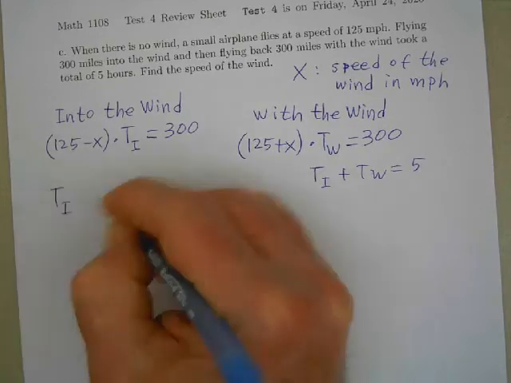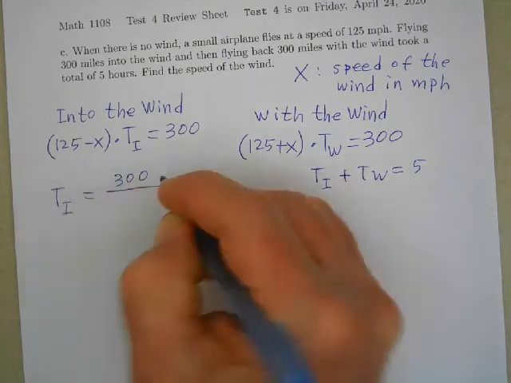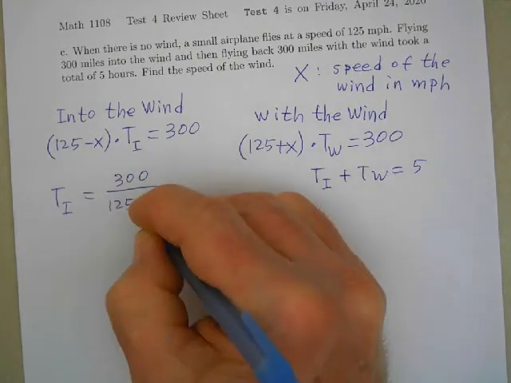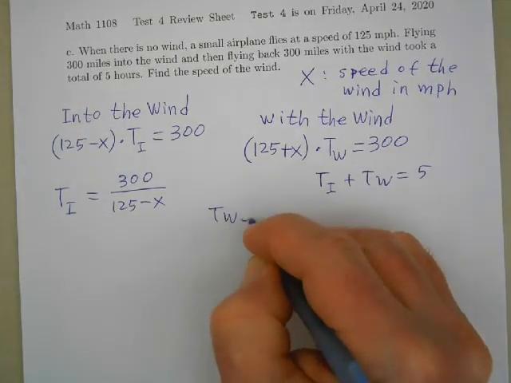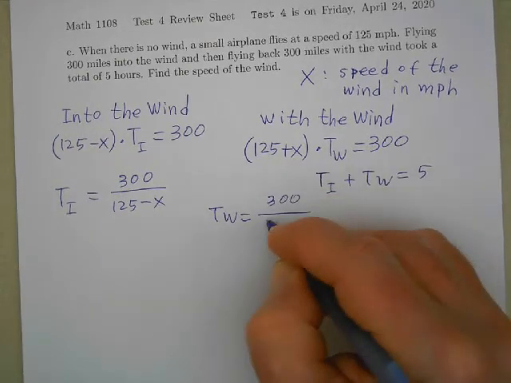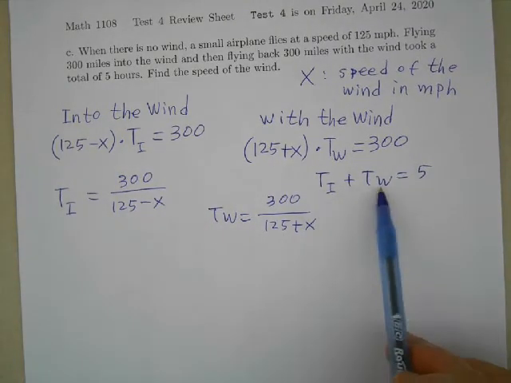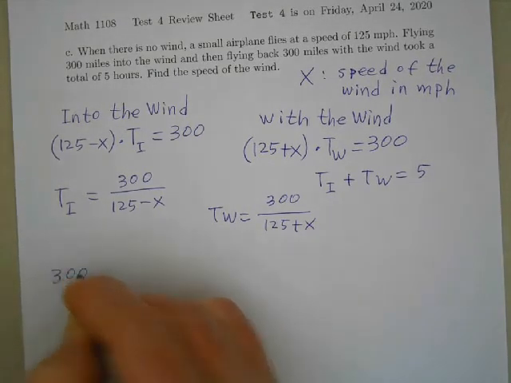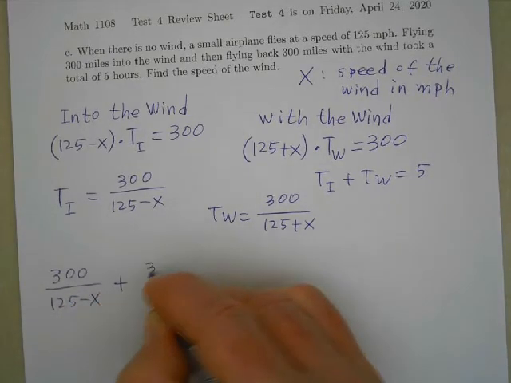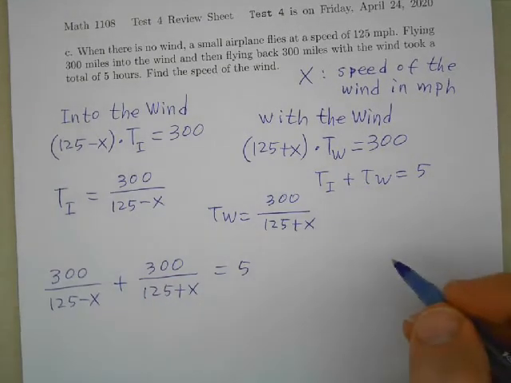So the amount of time it took to fly 300 miles into the wind is t sub I equals distance divided by its rate, 300 divided by 125 minus x. And t sub w is 300 divided by 125 plus x. And then we substitute those two values into these two terms in that equation. And our equation, whose only variable is x, is 300 divided by 125 minus x plus 300 divided by 125 plus x equals 5. So we want to solve for x.